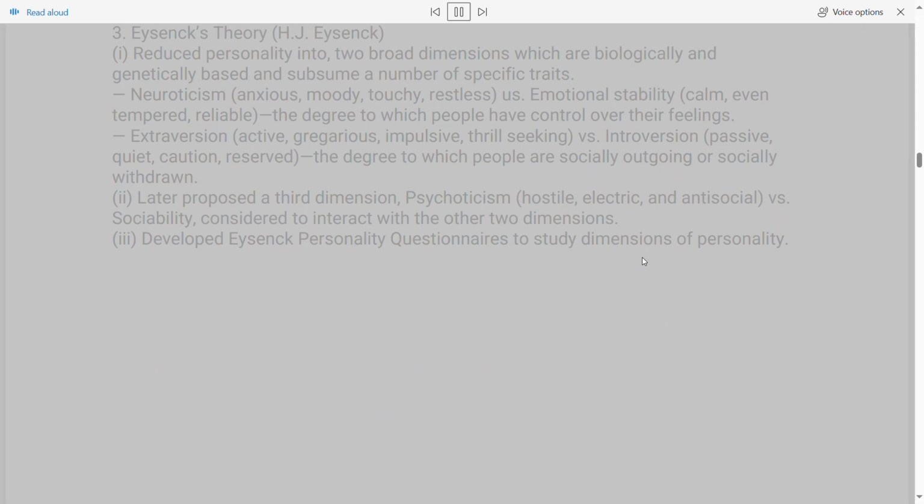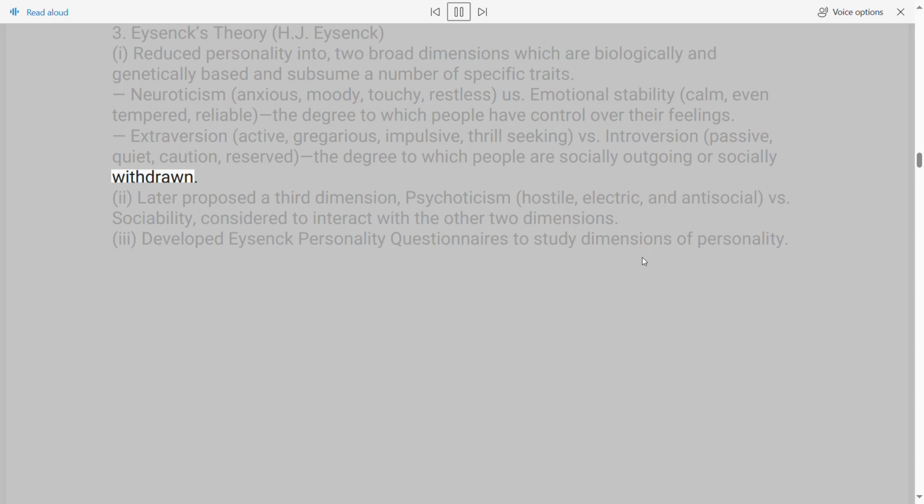3. Eysenck's theory, H.J. Eysenck. 1. Reduced personality into two broad dimensions which are biologically and genetically based and subsume a number of specific traits. Neuroticism: anxious, moody, touchy, restless. Emotional stability: calm, even-tempered, reliable, the degree to which people have control over their feelings. Extraversion: active, gregarious, impulsive, thrill-seeking, versus introversion: passive, quiet, cautious, reserved, the degree to which people are socially outgoing or socially withdrawn.